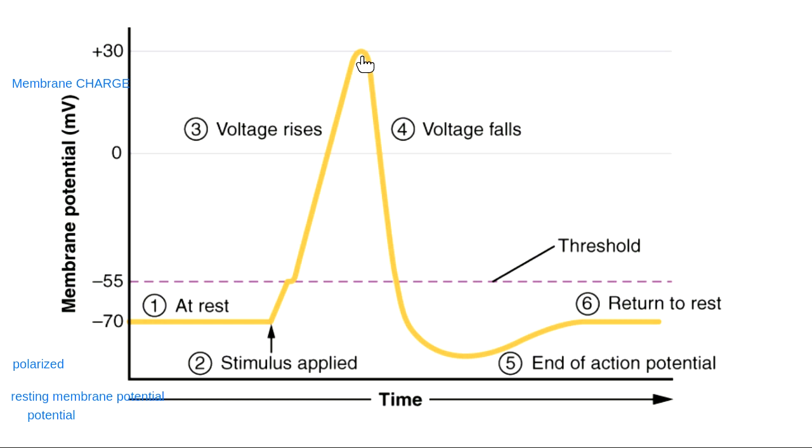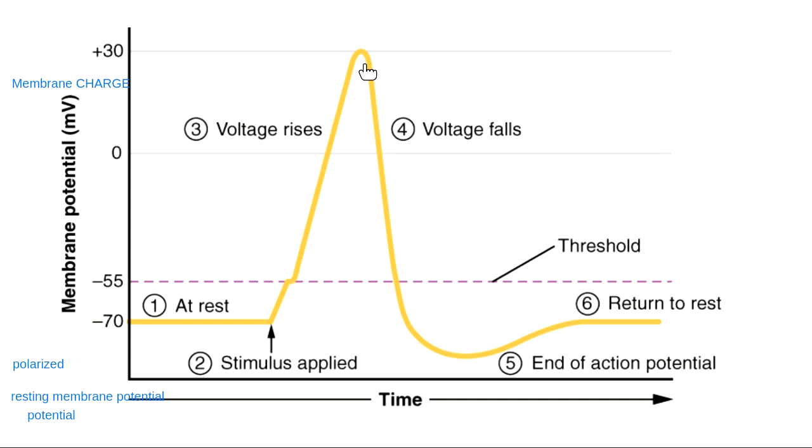When a neuron gets all the way up here to positive 30, when its membrane charge has switched from being very negative on the inside, negative 70, when its charge gets all the way up to positive 30, this is when a neuron can talk to its neighbor. This is when a neuron can send a message.